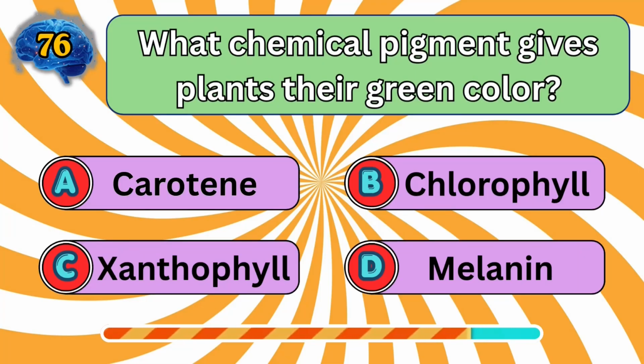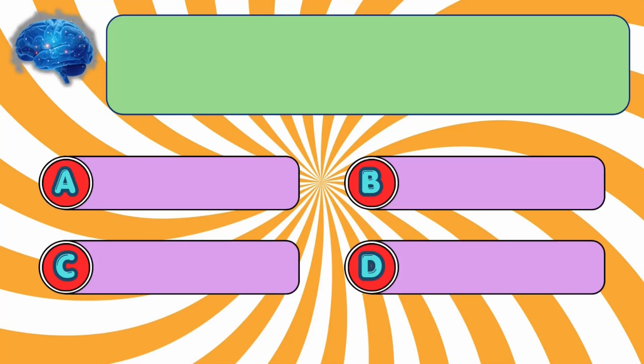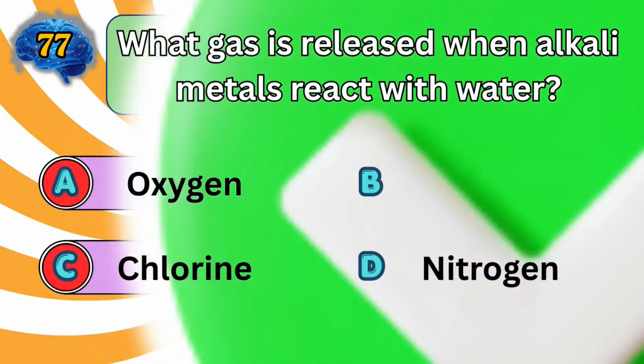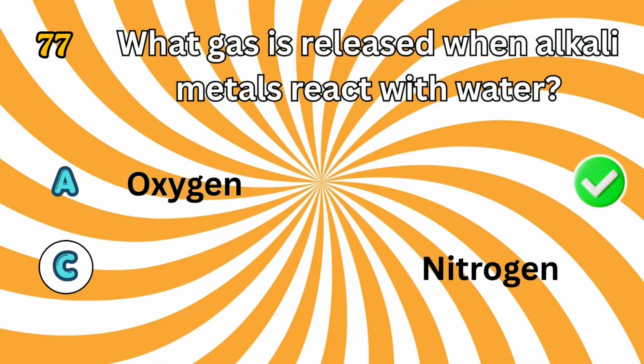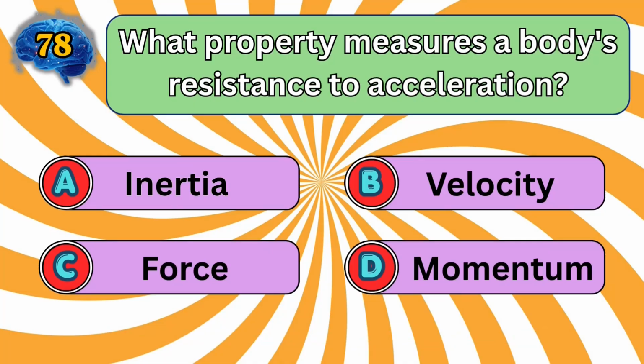What chemical present in plants gives them a green color? Chlorophyll. What gas is released when alkali metals react with water? Hydrogen. What property measures a body's resistance to acceleration? Inertia, velocity, force, momentum. Inertia.